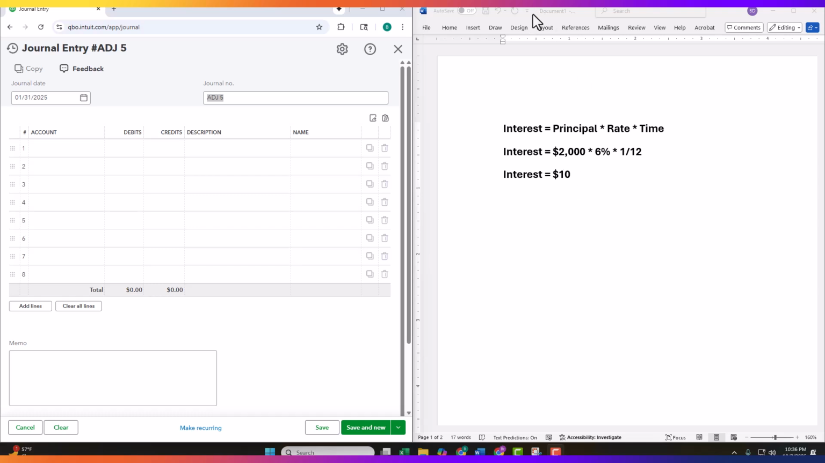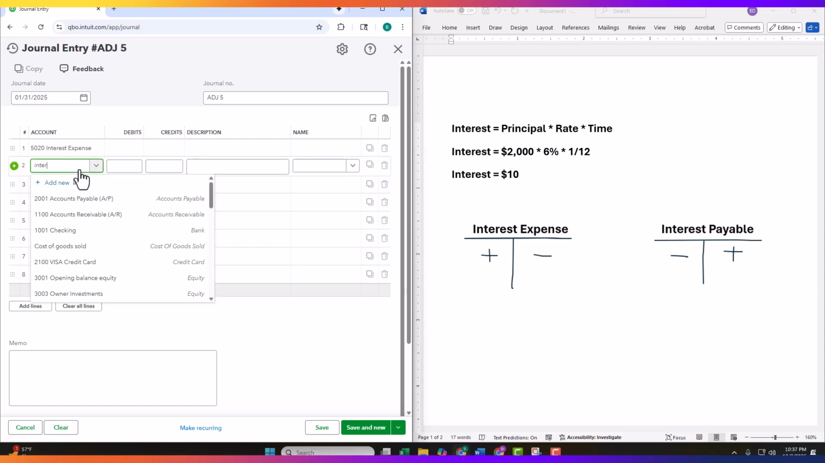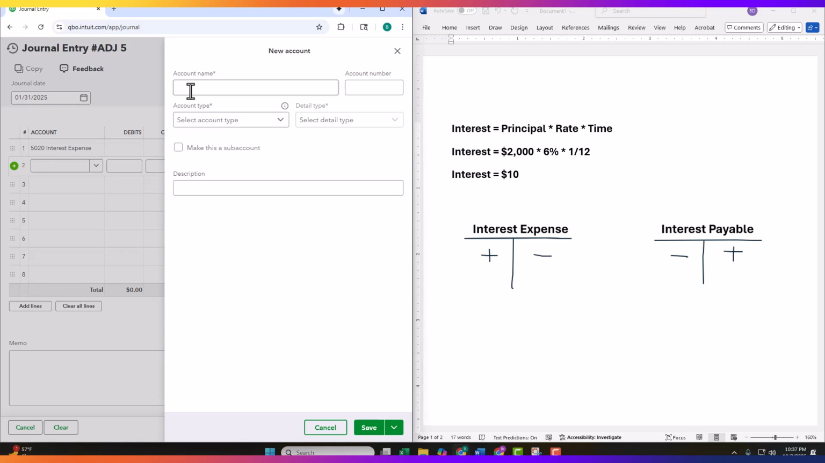So I've set up T accounts for the two accounts that are going to be impacted by this information. We've got our interest expense account and then we've got our interest payable account. And over in the adjusting entry here, I'm going to type in the word interest, and there I see the interest expense account. And if I type it again, should be able to, nope, I don't have an interest payable account. So per the textbook, we have to create one. So we're going to backspace there, create, add new, and then type in the name of the account there.